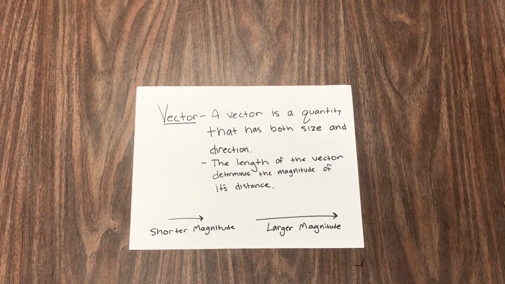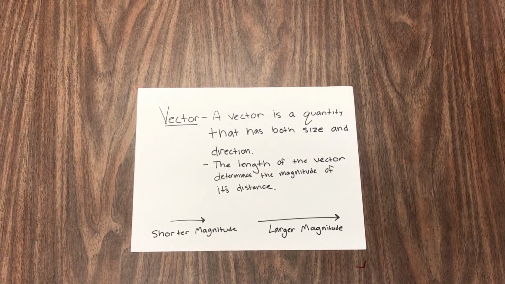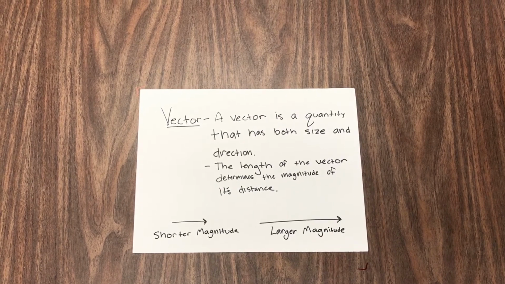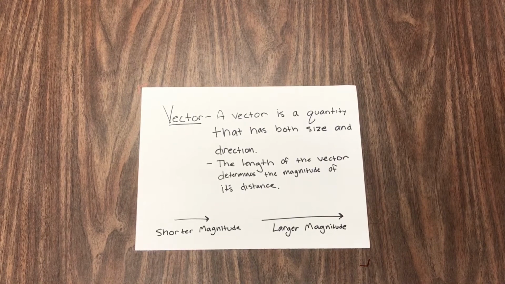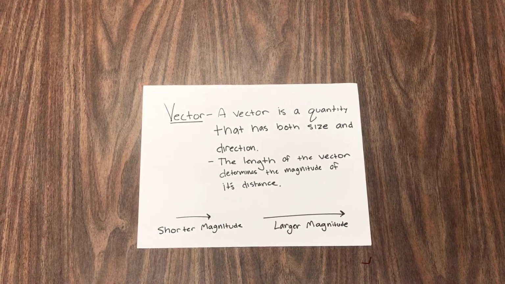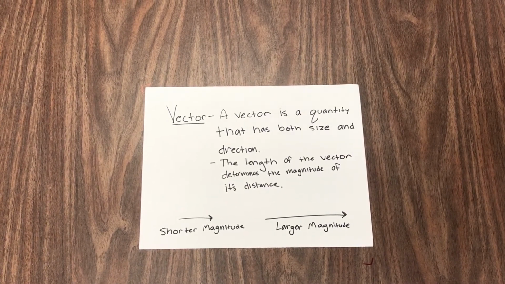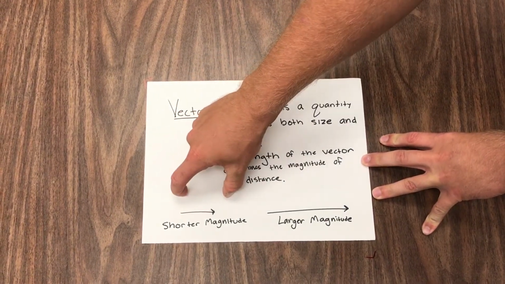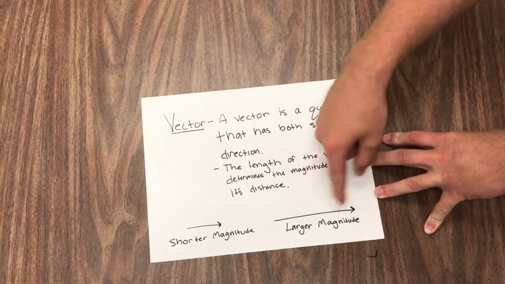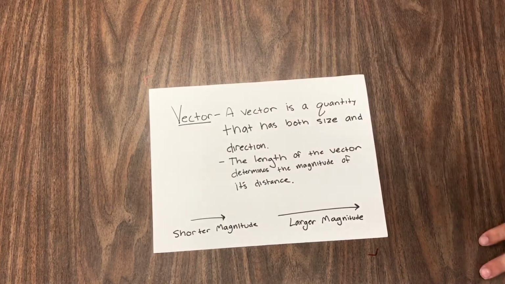Today we're going to talk about how to do polar coordinates. Before we start the question, we're going to talk about the definition of a vector. A vector is a quantity that has both size and direction. The length of a vector determines the magnitude of its distance. For example, the shorter vector is going to have a shorter distance because of its magnitude of its length. And obviously the longer distance has a longer magnitude.